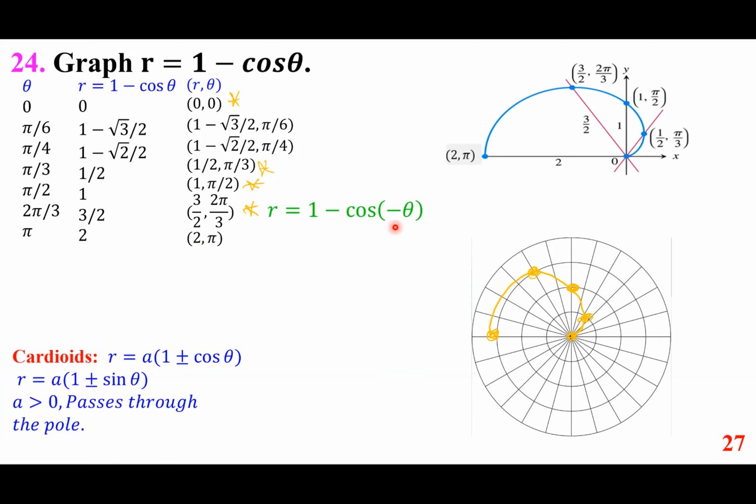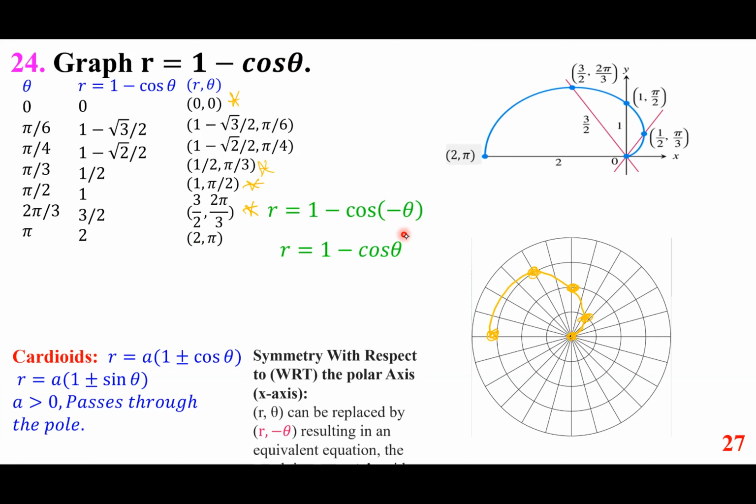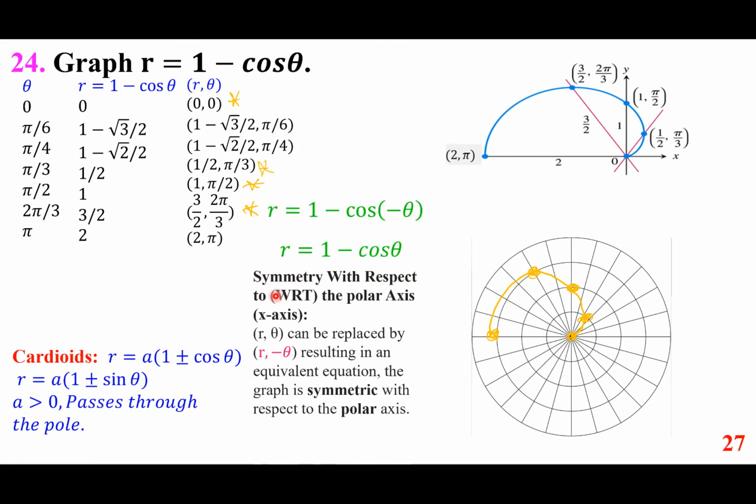What we are going to add? r is 1 minus cosine of minus theta. If I change theta to negative theta, nothing changes, which means it is symmetric with respect to the polar axis, the x-axis, because (r, theta) can be replaced by (r, minus theta), resulting in an equivalent equation. The graph is symmetric with respect to the polar axis. Therefore, you can graph it using this fact without doing anything else.